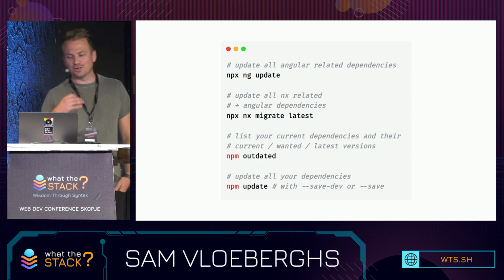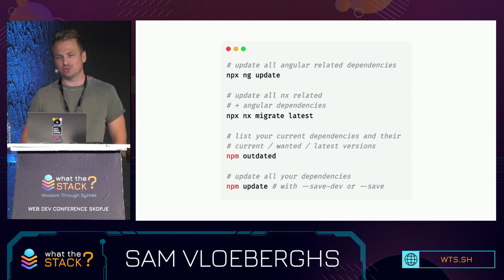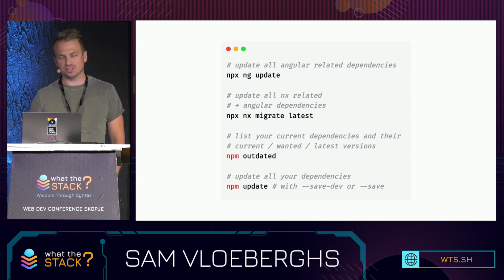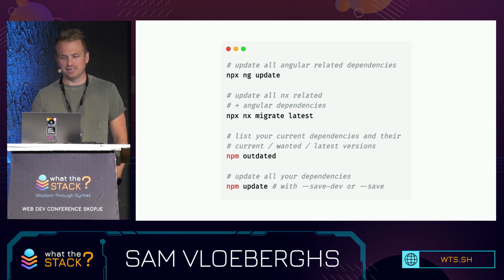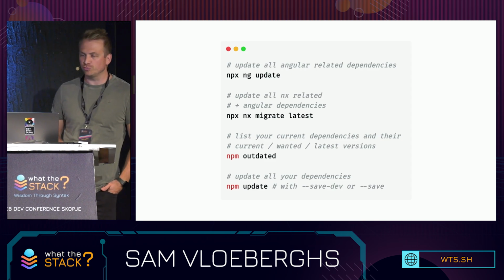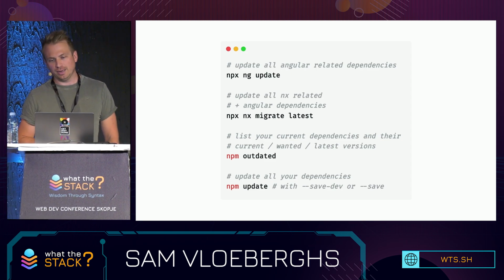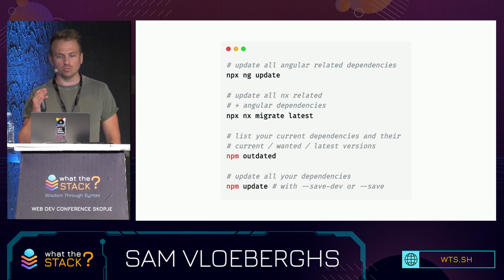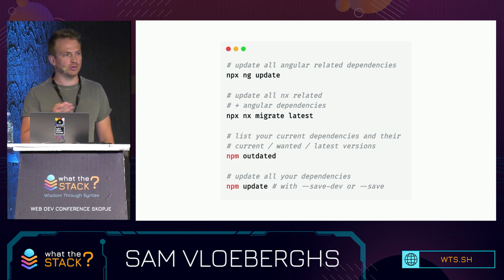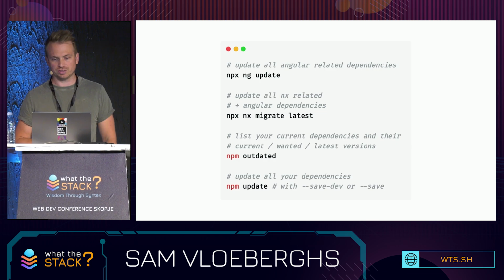So if you want to just go ahead and update your dependencies, you can also use just the npm update command. It will just update all of your dependencies. But for Angular and NX, you will want to use the first two commands, because under the hood, they include more operations, like, for example, those migrations that we just previously discussed.